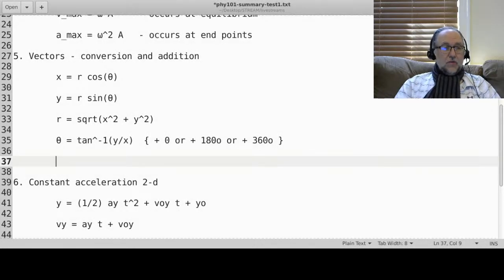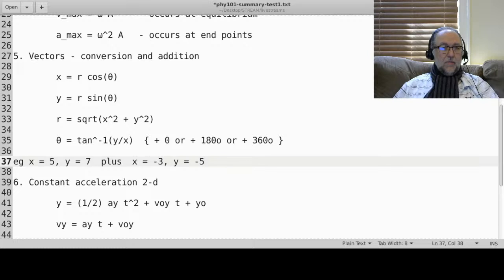And that is, how do you add vectors? So maybe I'll do an example here of how you add one vector, say with x equal to 5 and y equal to 7, plus another vector. We'll do it in Cartesian because that's easiest. x equal to negative 3, and y equal to, let's make it minus 5. So how do you add vectors when they're in Cartesian?